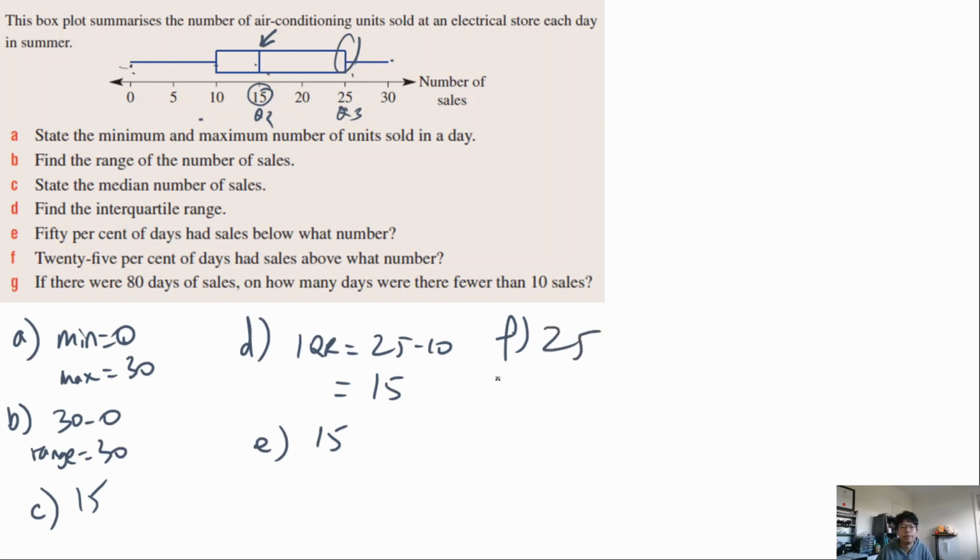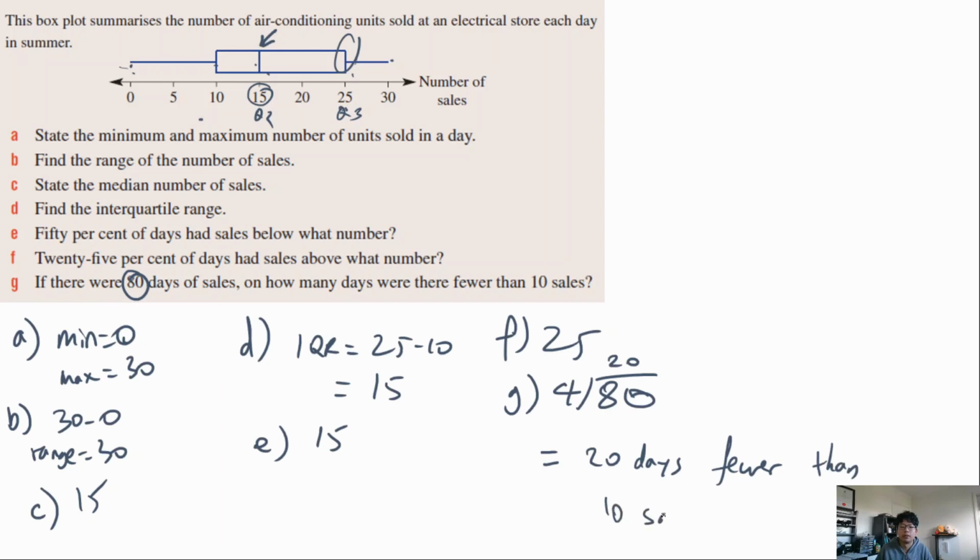And going to the last question, if there were 80 days of sales, on how many days were there fewer than 10 sales? So remember, 25% lies below here. So we need to find 25% of 80. If you want to find 25%, we can just divide it by 4. That will give us 20. Sorry, it's a little bit messy. So in the end, I'll write this in full sentences, we have 20 days with fewer than 10 sales. Give yourself a tick for each one you got correct here.